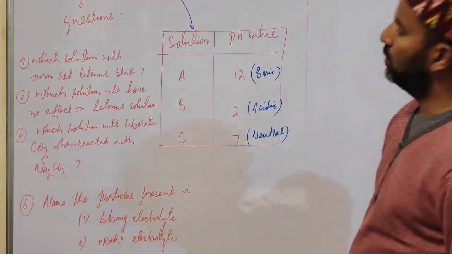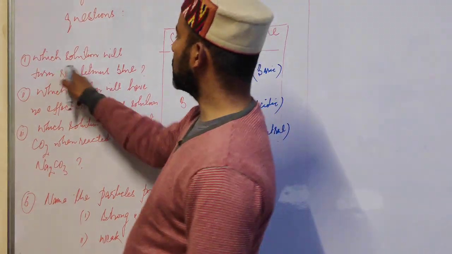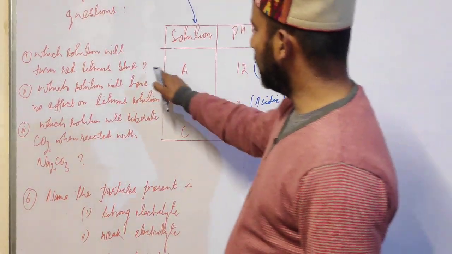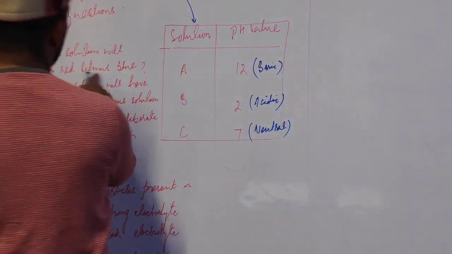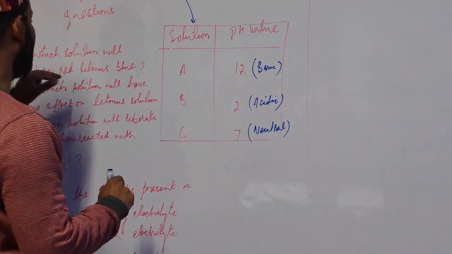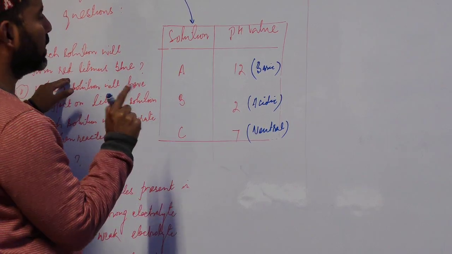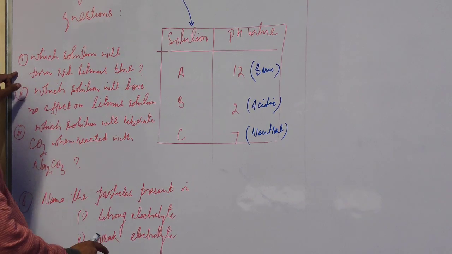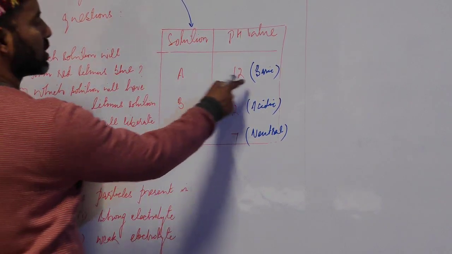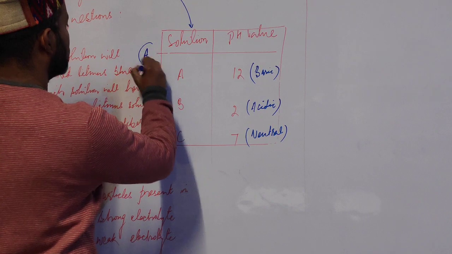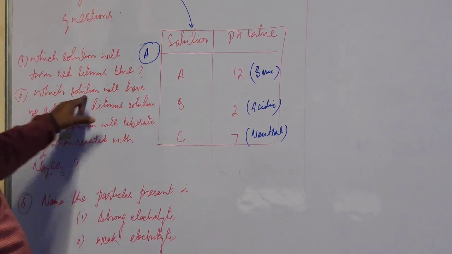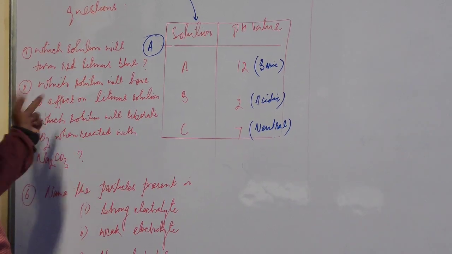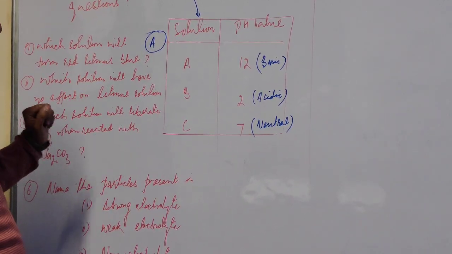Now we'll answer these questions. Which solution will turn red litmus blue? So students, which solution turns red litmus blue? We know that basic solutions, they turn red litmus blue. So answer to the question, that is question 1, is A. Solution A. Now which solution will have no effect on litmus solution? So students, neutral solutions are not affected by litmus solution.